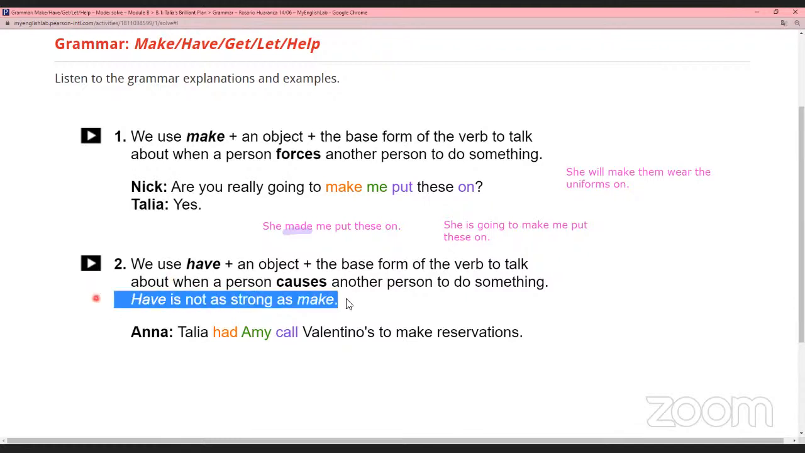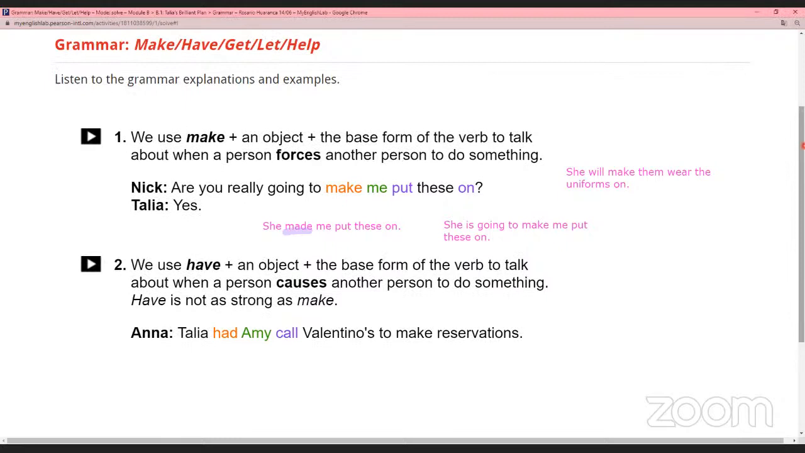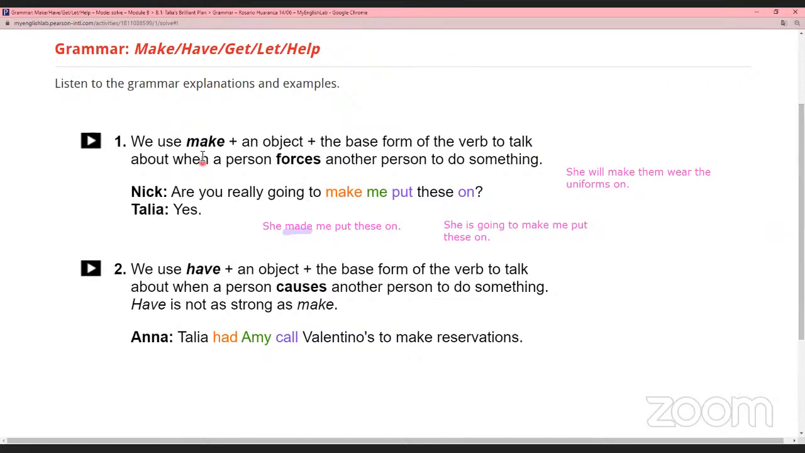Okay, have is not as strong as make. As I told you, make is one of the strongest because it is like to force someone. For example, my mom forces me to do something. When I was a child, my mom forced me to wear something I didn't like, my uniform, for example. So my mom used to make me wear my uniform, even if I didn't like it, because it was very uncomfortable for me wearing jumpers. That was a uniform of my school, so I had to. So it is an obligation. It is like a force, like a pressure on someone to do something.